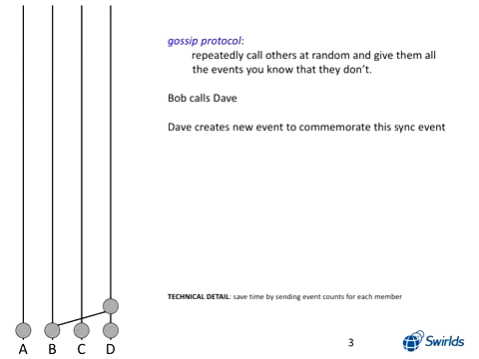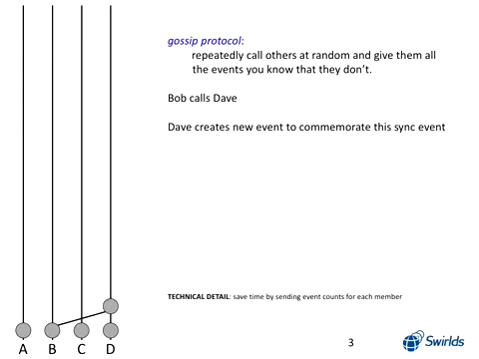So in this diagram, Bob calls Dave, and Dave creates a new event to commemorate the sync event of Bob having called him. So what you can see in this diagram is that Dave has created a new circle. Time flows uphill, so it's the second one up, and there is a line going down to Dave's first one, and also a line going down diagonally to Bob's first one. And this is commemorating the fact that Bob told Dave everything he knows. Of course, at this point, everything he knows is just one event.